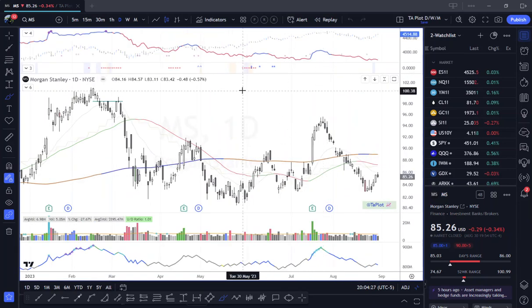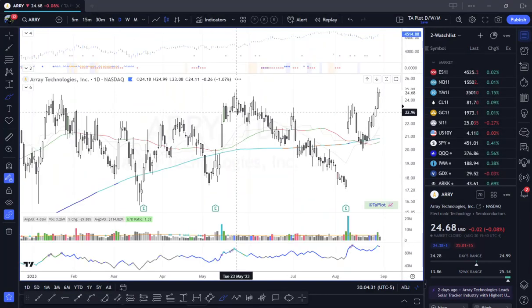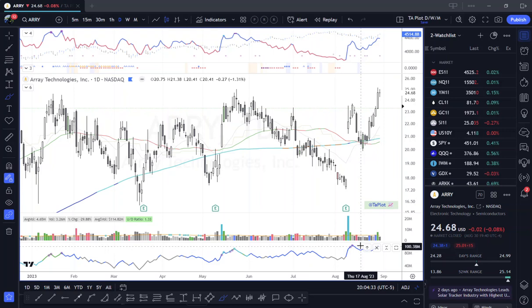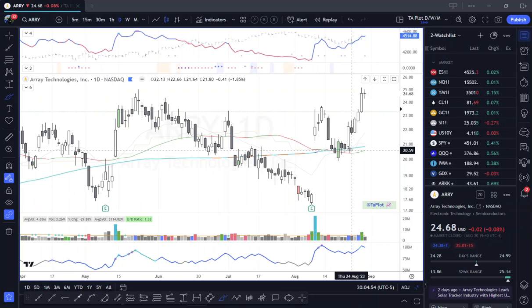99% of the time, 95% of the time. You guys know that I'm in ARRY. ARRY made a new high before price on this earnings gap up, and I bought it right here. I've been watching it, it came back down, gave me a really low risk entry, and I took a shot at it. I think I'm up 17%. That was a really, really good entry.